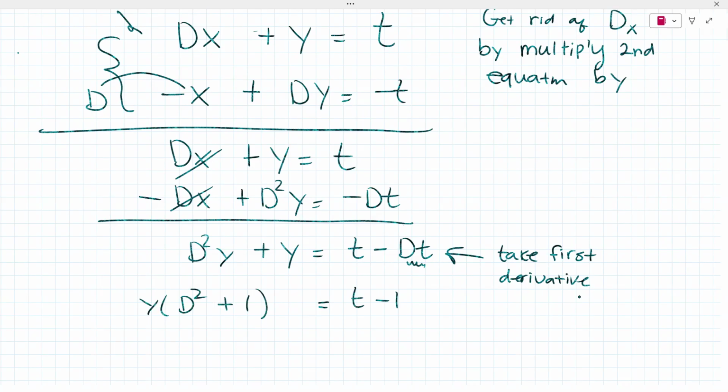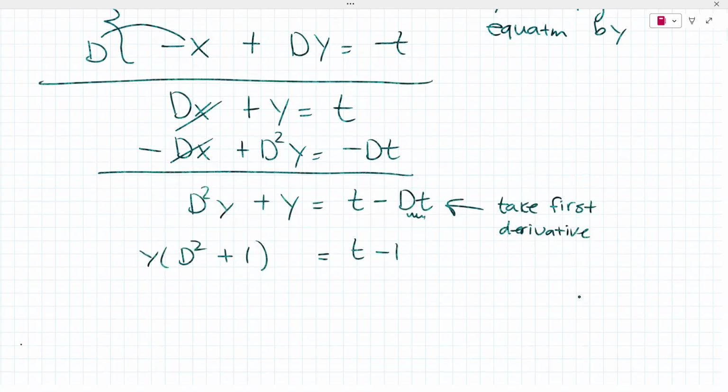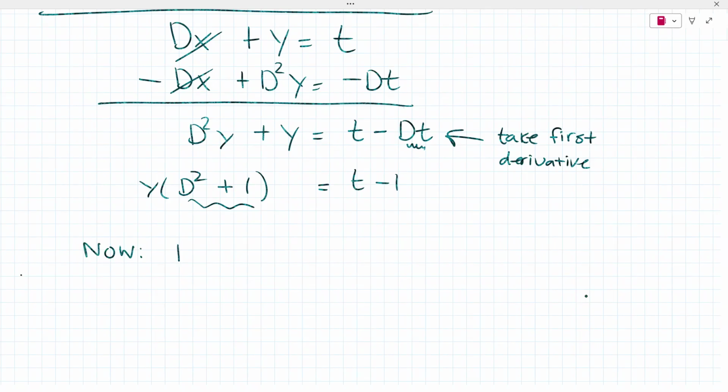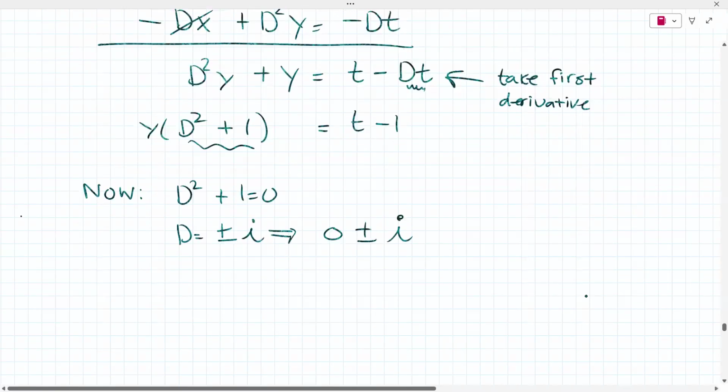And then what you could do is set each equation to 0. So you could set d squared plus 1 to 0. So now you have d squared plus 1 equals 0. And then if you solve for d, you're going to get plus or minus i, which is 0 plus or minus i. And 0 is your alpha, and then your i is your beta.